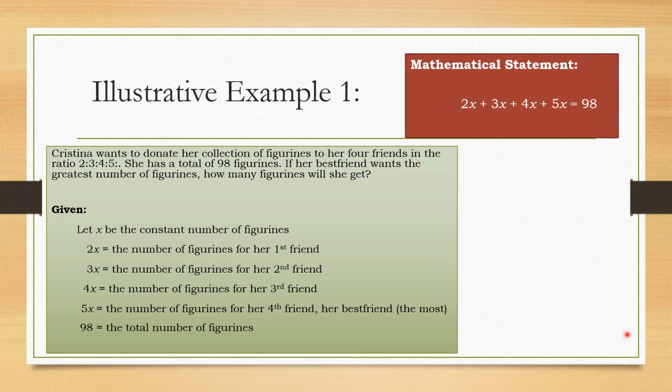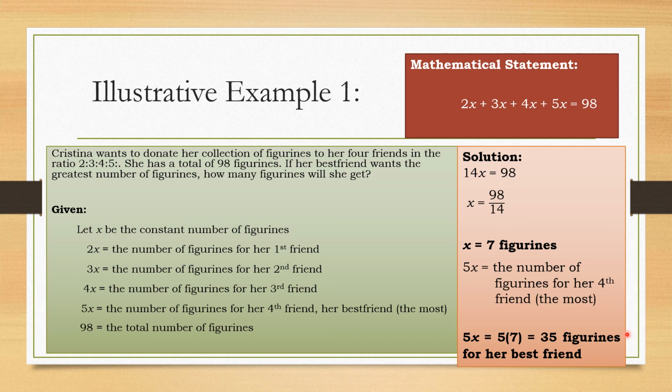Now we are going to add the quantities in the ratio. So that will result in 14x, since 2x plus 3x plus 4x plus 5x is 14x, is equal to 98. Now that will lead to x is equal to 98 over 14, and x now has a value of 7 figurines.